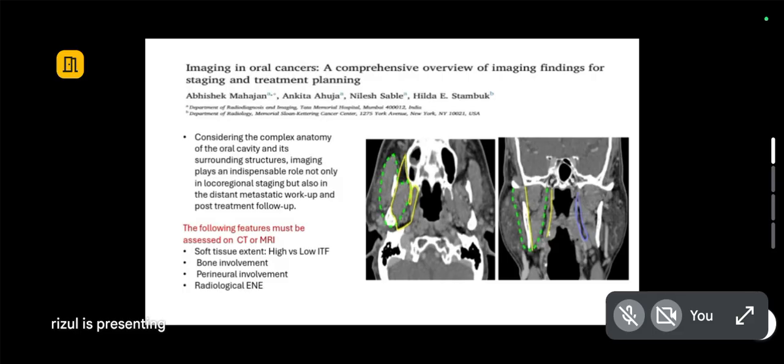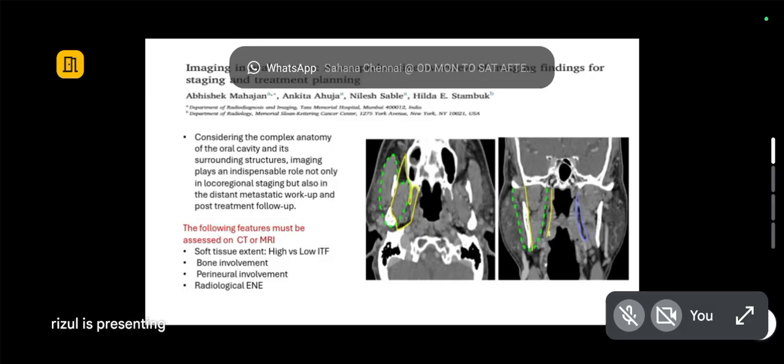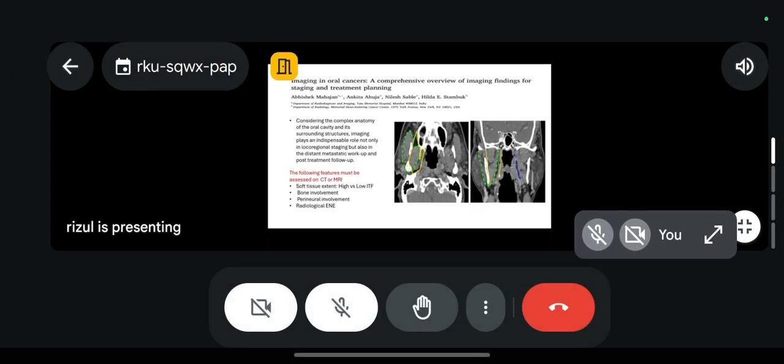Suppose we don't do that, how is it going to change our treatment? Sir, to see the extent of involvement and whether any nodes are involved. Sometimes we find, even on the X-ray, some lung nodules. So it depends. Patient selection is a very important criterion to decide whether we go for the surgery or not.